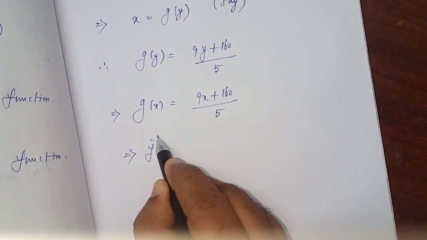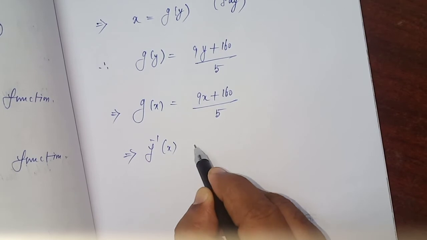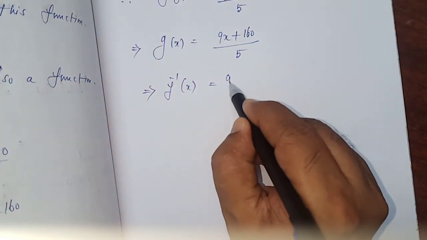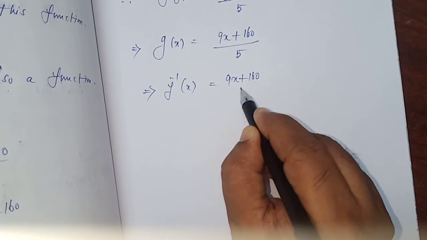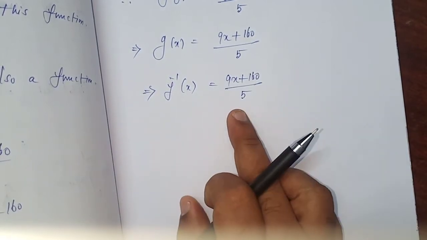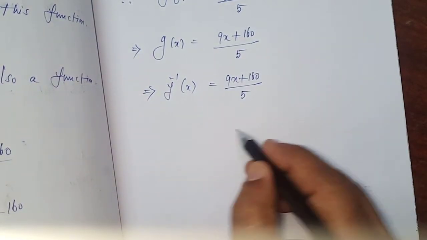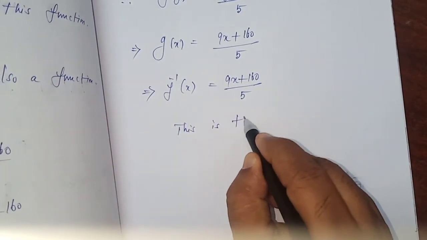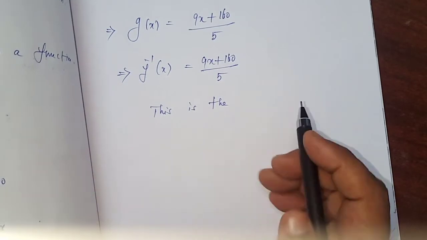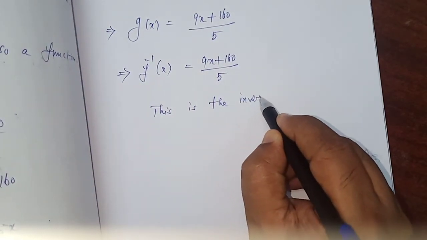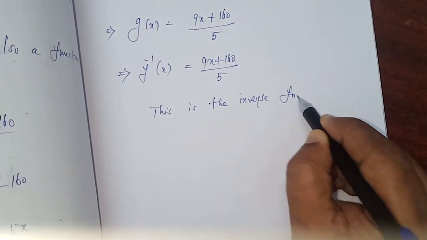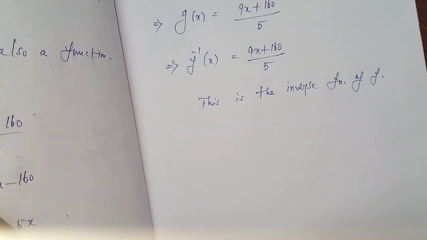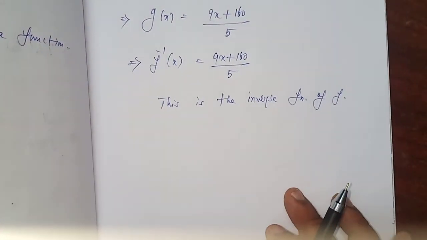g can be replaced by f inverse of x, which equals 9x plus 160 divided by 5. This is the inverse of f. This is the inverse function of f. The first part is over. Now we have to verify that f inverse is also a function.